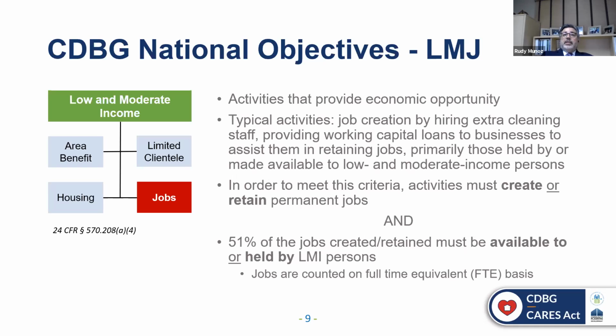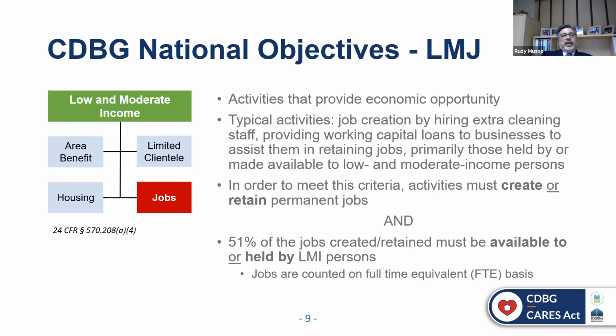Next, we'll discuss the low and moderate income jobs national objective, or LMJ. Under the low and moderate income jobs category, activities provide economic opportunities through the creation or the retention of permanent jobs, at least 51% of which will be made available to or held by low and moderate income persons.